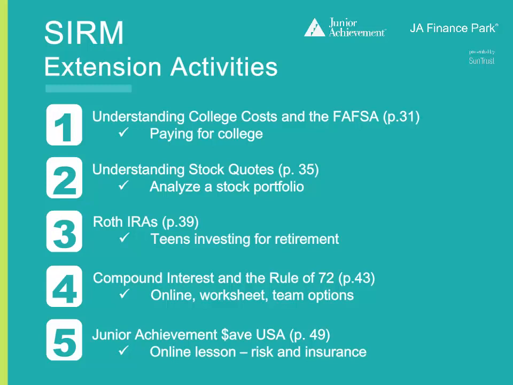In Extension 4, students learn about compound interest and practice using the Rule of 72 to estimate how their savings will grow. Finally, in Extension 5, students work through a 5-module lesson to learn about risk, insurance terms, and different types of insurance on the JA platform.